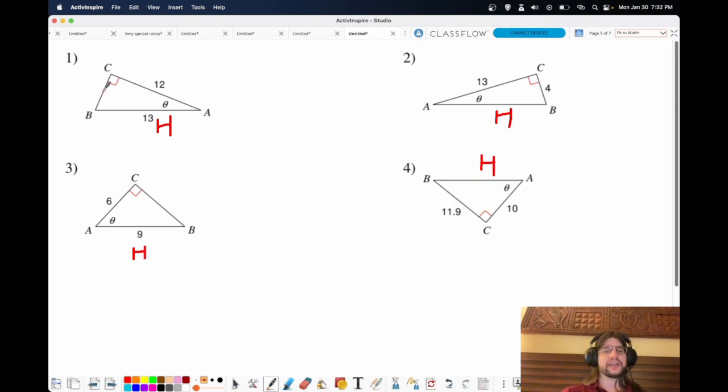The hypotenuse doesn't care what angle you're referencing. It doesn't matter. We got our right angle, across from that is our hypotenuse. The right angle does not touch the side, that is your hypotenuse.